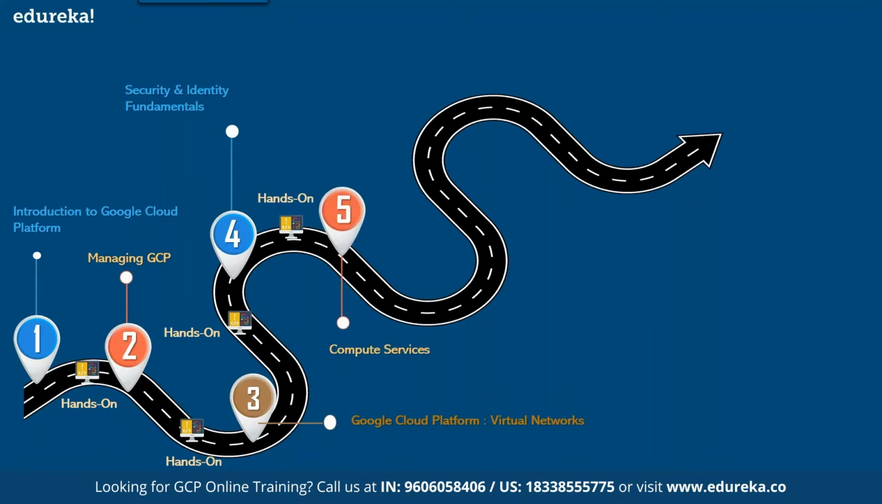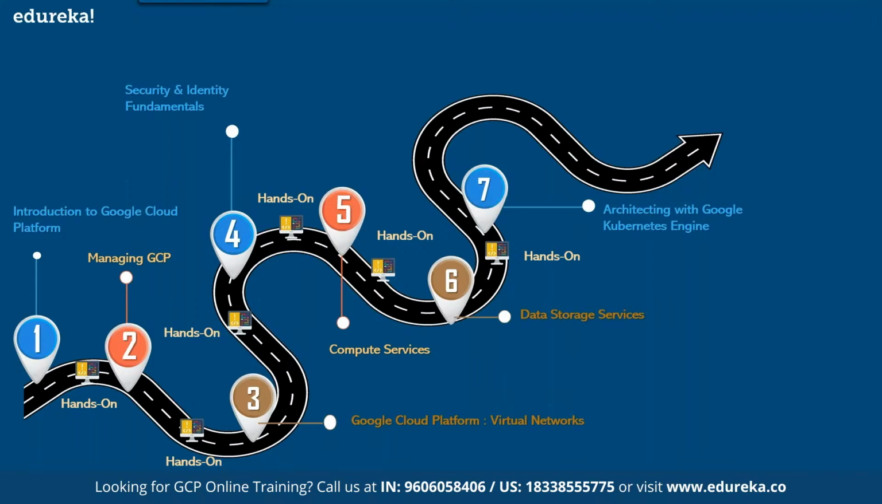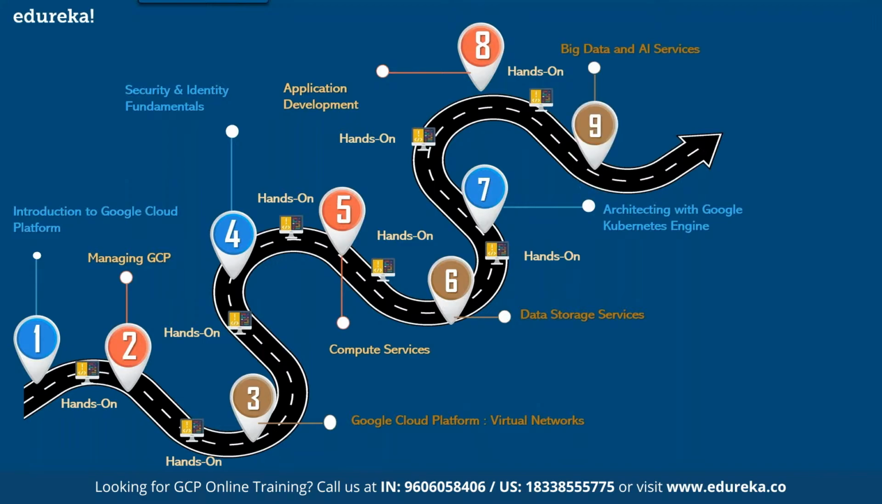In the next class, we talk about compute services, the different compute services that it supports, with the respective hands-on. In the next class, we talk about data storage services with the hands-on. In the next class, we talk about architecting with Google Kubernetes Engine with the hands-on. In the next class, we talk about application development, with specific hands-on. Then in the next class, we talk about big data and AI services with the respective hands-on. And in the last class, we talk about automation with the respective hands-on.